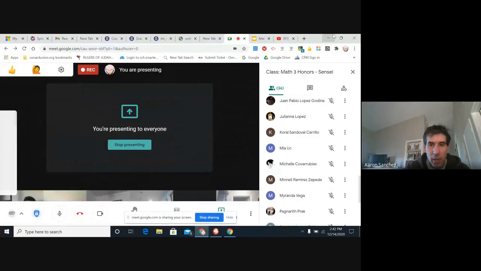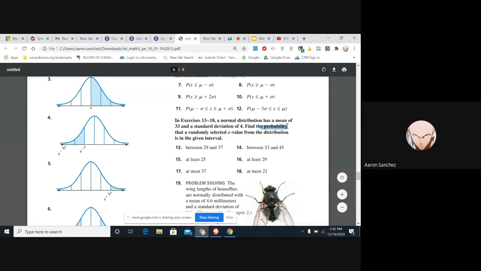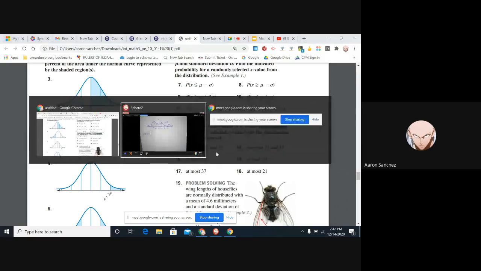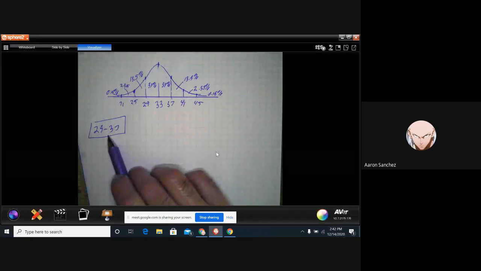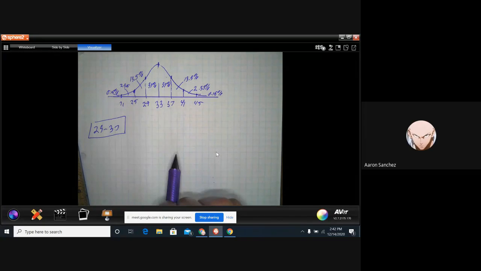If you guys have that drawn, you should be able to work it out. So what it's going to ask is, find the probability. Now it's not percentage, so we have to do it in decimals, that a randomly selected x value from the distribution is in the interval 29 through 37. So what's the probability that I'll get something between 29 and 37? What's it going to be?